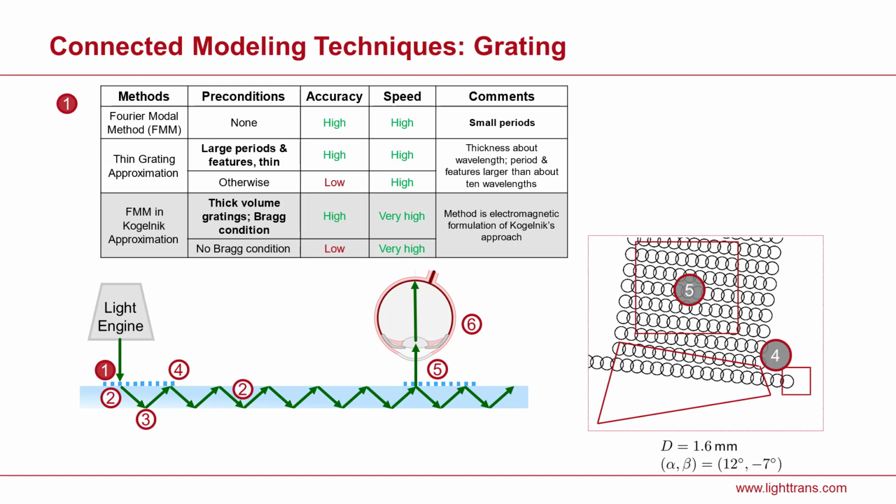Now, the gratings we normally encounter in the field of augmented and mixed reality have small periods, and under these conditions, the speed of the FMM approach, or the RCWA approach, happily increases at the same time as it becomes the only realistic alternative from the point of view of accuracy, as the assumptions of the other two methods break down.